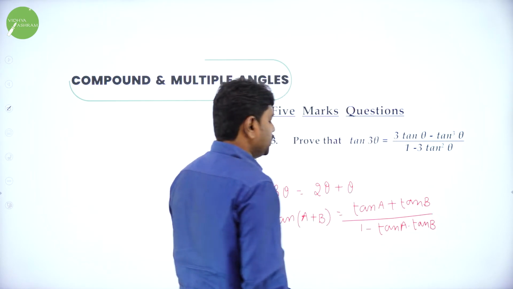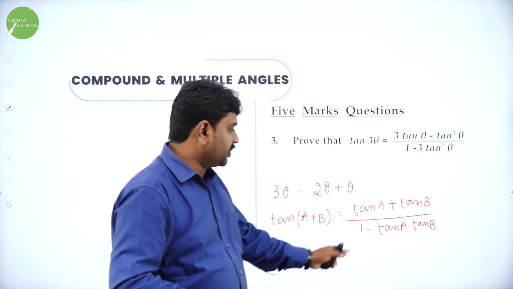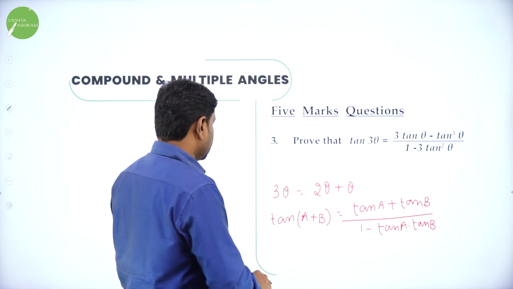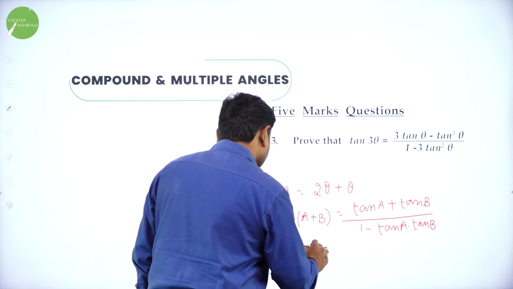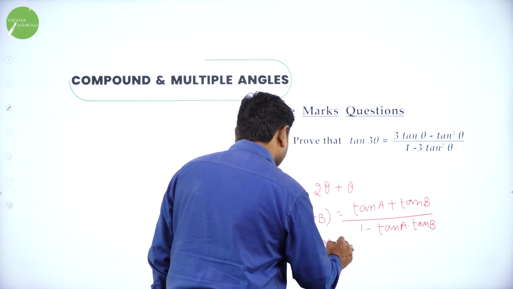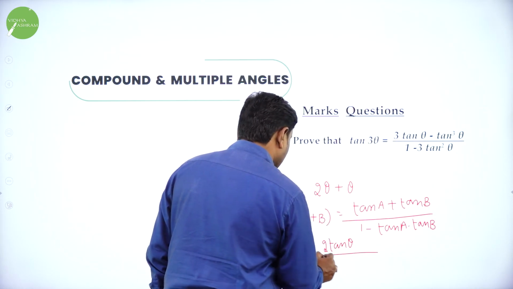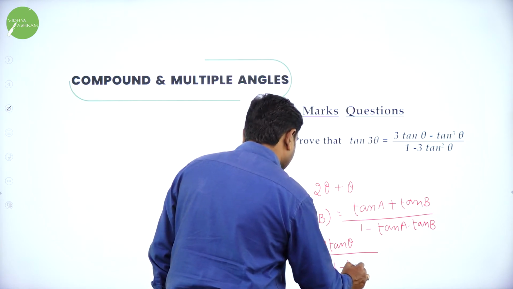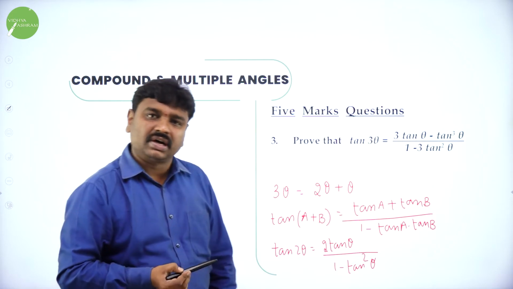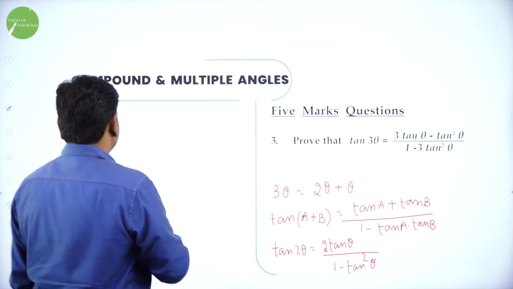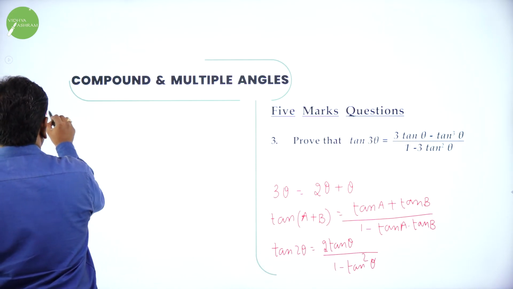What is tan of A plus B? Tan A plus tan B by 1 minus tan A into tan B. Other than that, you should also know the tan 2 theta formula. What is tan 2 theta? Tan 2 theta is 2 tan theta divided by 1 minus tan square theta. So now we'll take LHS and we'll arrive at RHS.